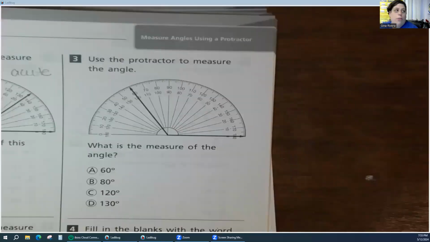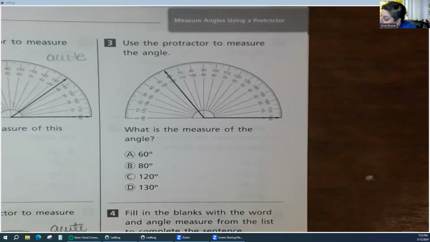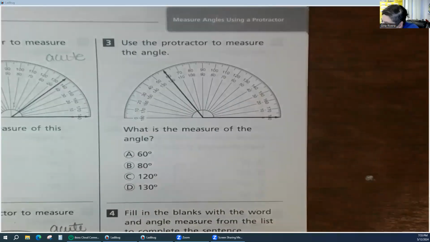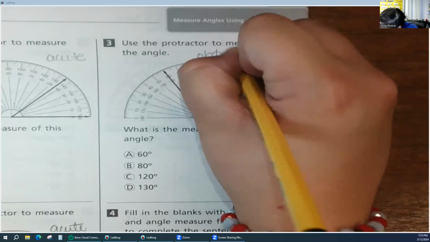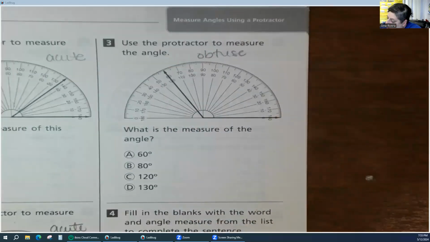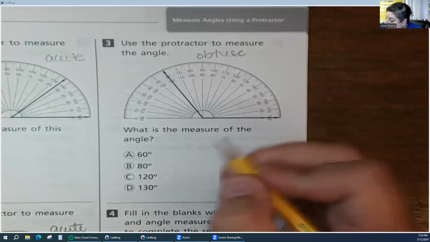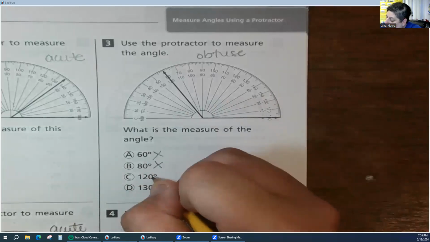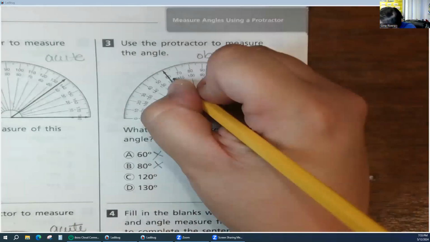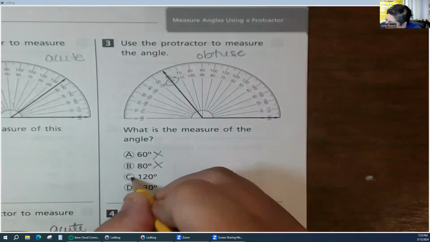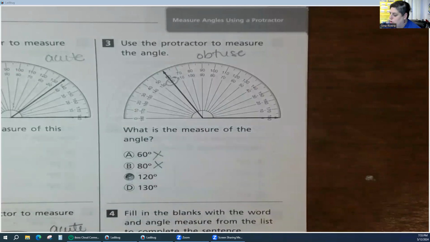All right, number 3. We are rocking this. Look at how big this angle is. That means that this is going to be obtuse. Okay, so in this obtuse angle that we see right here, if it's obtuse, it's going to be bigger than 90. It's a daddy angle. So nope and nope. It's going to be either 120 or 130. It looks like it goes to that 120 right there. So bam, that's going to be my measurement.